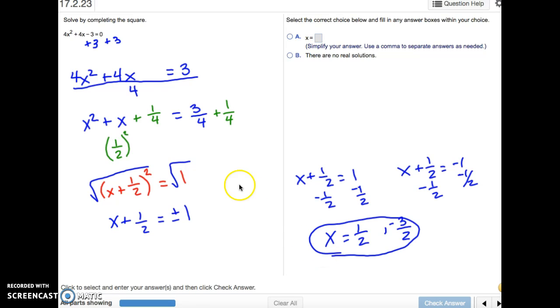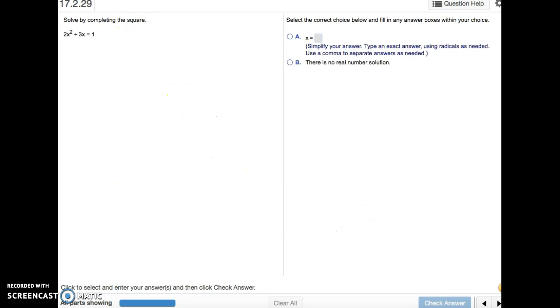Let's look at one more example. So this problem, they've already moved the 1 to the other side. I still need to get this to be just an x squared term, so I'm going to divide everything by 2. And you could either write it like this, or you can write each individual part being divided by 2. But those 2's cancel, leaving x squared. The 3/2 x, and I'm going to leave my space, and then I get 1/2 on the other side.